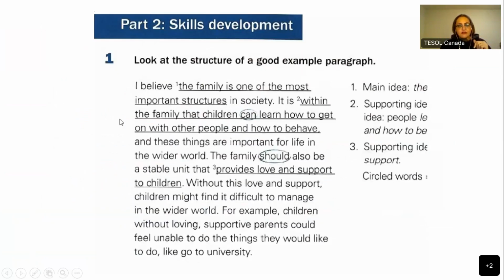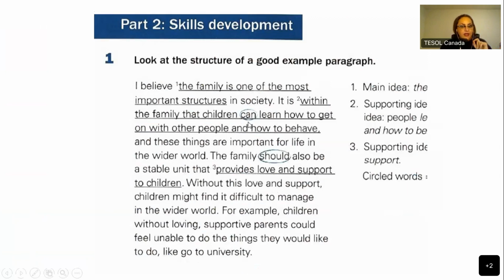Here's a sample of one paragraph. So here it says, I believe the family is one of the most important structures in society. This is the topic sentence. Then you need to support it. Within the family, the children can learn how to get on with other people and how to behave. And these things are important for life in the wider world. The family should also be a stable unit. So support what you said.